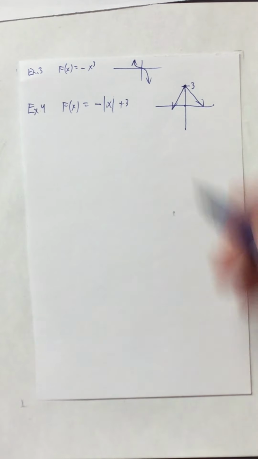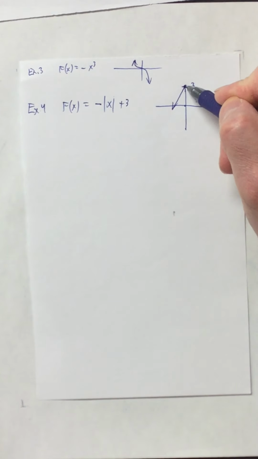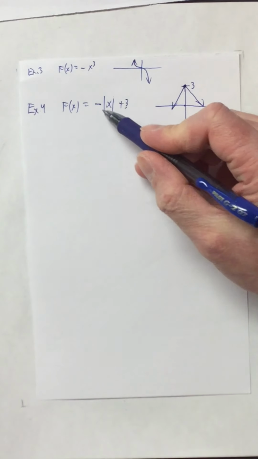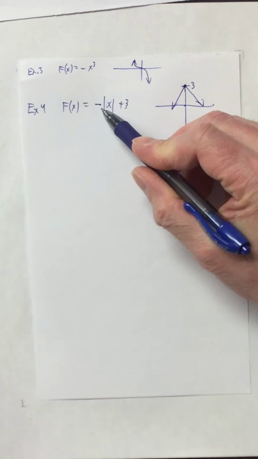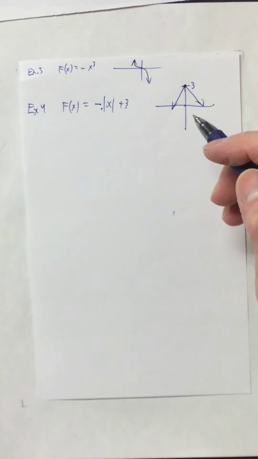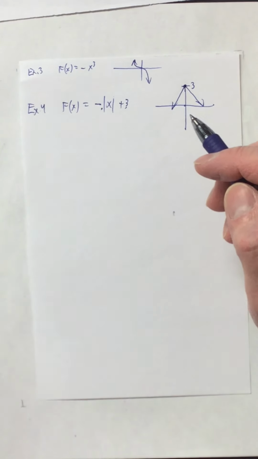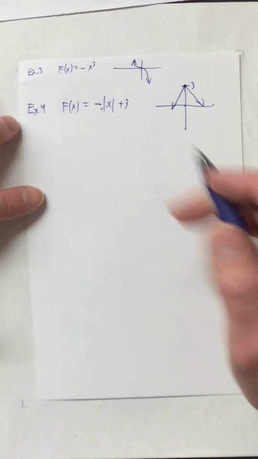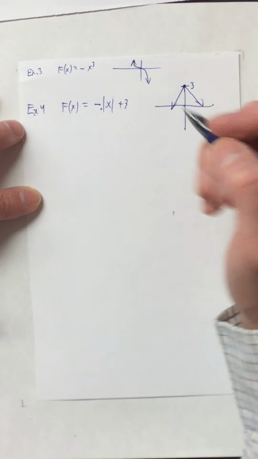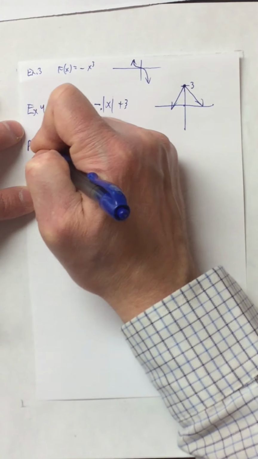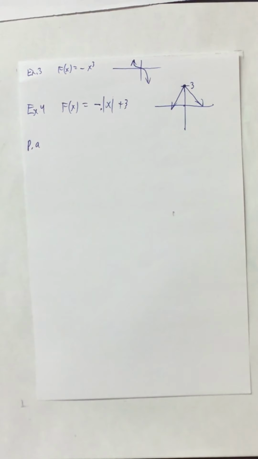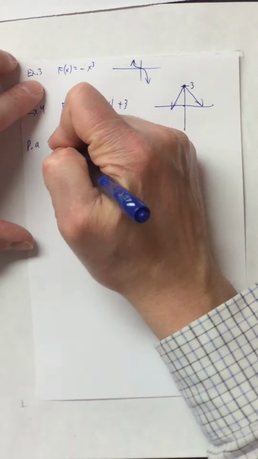Okay, so we got the vertical shift because of this, and then we got the flipping it because of that sign there. All right, we got 4 practice problems here. Let's work through those. Go ahead and try them yourself and then check your answers. So practice problem A is f of x is equal to x squared plus 3.